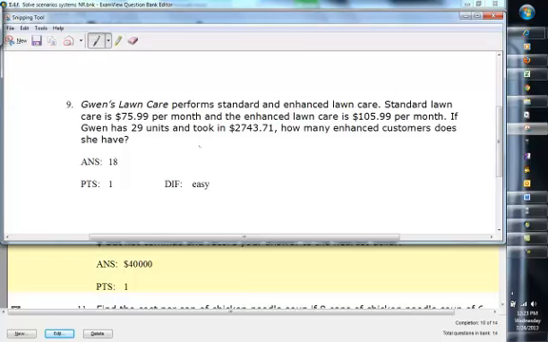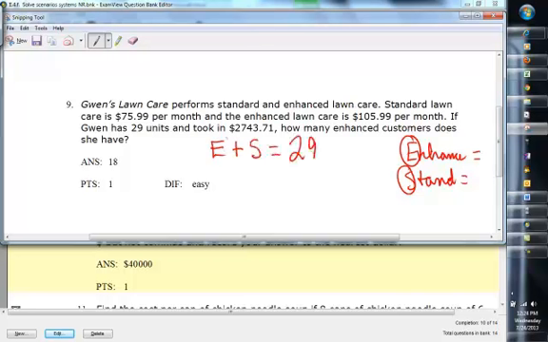This problem is perfectly set up for solving by elimination, because you can get your how many enhanced customers. Let's use the letter E for enhanced, and then standard is the other one. Let's use the letter S. It says she has 29 customers, so enhanced plus standard is 29. Now, enhanced costs 105.99. So this is our number equation, and this is our dollar equation.